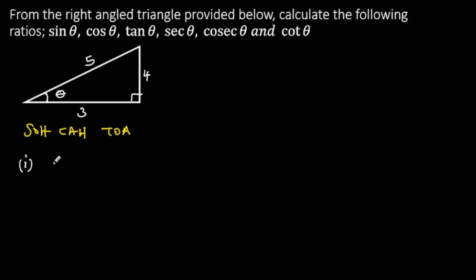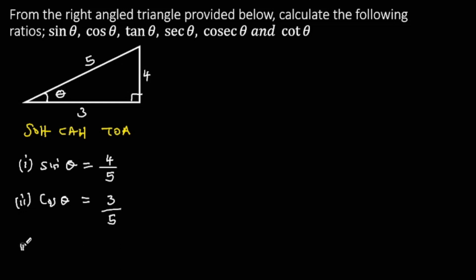So we start with the first one, the sine of angle theta, and according to SOHCAHTOA, the sine of angle theta will be equal to opposite divided by hypotenuse. So the opposite is going to be a 4 divided by the hypotenuse, which is going to be a 5. So that is the sine of angle theta. The second one will be the cosine of angle theta, and according to SOHCAHTOA, cosine is equal to adjacent divided by hypotenuse. So adjacent is a 3 divided by the hypotenuse, which is a 5.